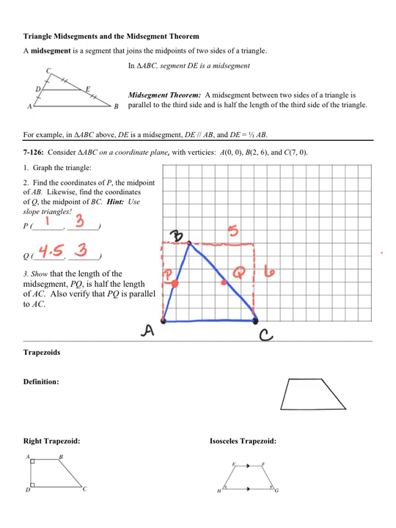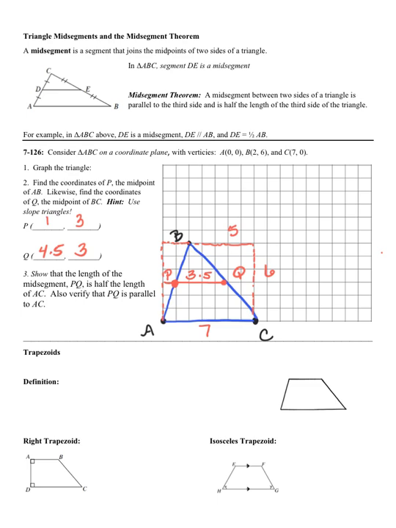We are asked to show that the length of the mid-segment PQ is half the length of segment AC. This is one of the properties that's stated in the mid-segment theorem. If we count the spaces for segment PQ, we will find that it is 3.5 units long. And if we count the number of spaces that segment AC takes up, we will find that it is 7 units long. So yes, PQ is half the length of AC.